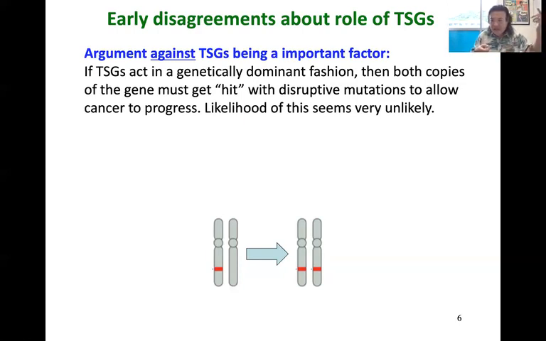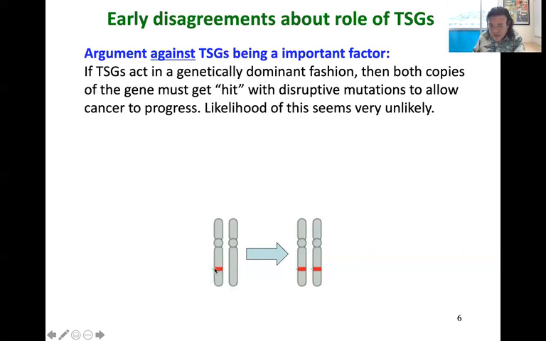So what are the chances that another random mutation would disable that one? That seems very unlikely, right? To get two hits that would actually disrupt and eliminate the function of a particular tumor suppressor gene from one of your cells. So if tumor suppressor genes act in a genetically recessive fashion, then both copies of this gene must get hit with disruptive mutations to allow cancer to progress, right? That was the argument that was being made there. And the likelihood of this seems very unlikely, right?